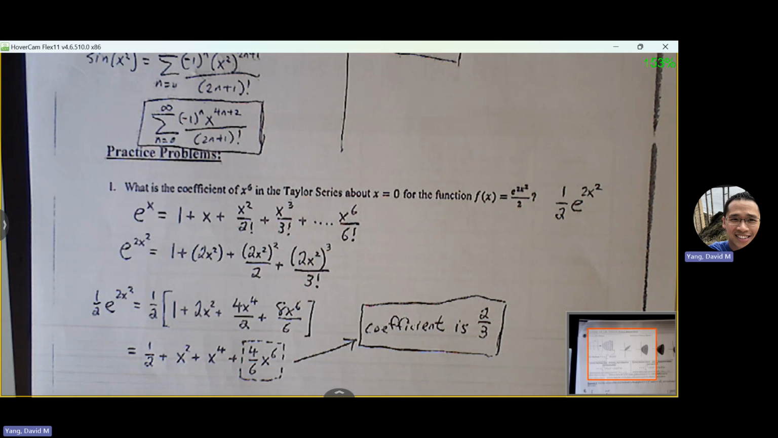So if I distribute 1/2 through, I'm also cleaning up my factorials there to make it easier for me to interpret. So if I distribute that 1/2 through, I really only care about that 6th term there. So 1/2 times 8/6 would be 8/12, which reduces to be 2/3.